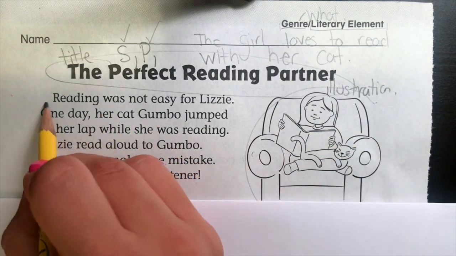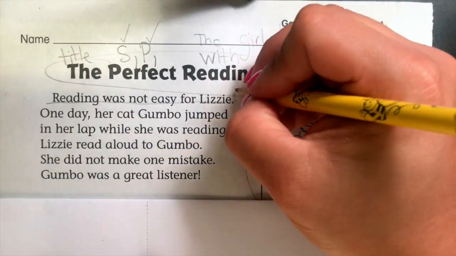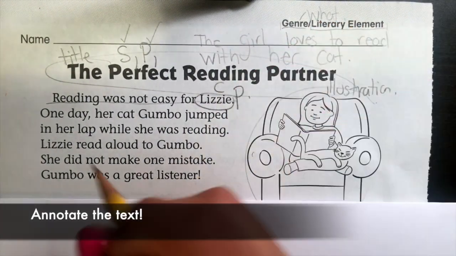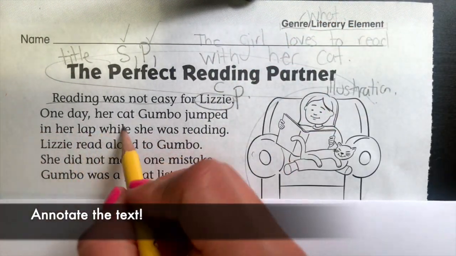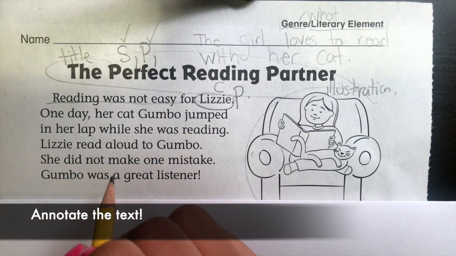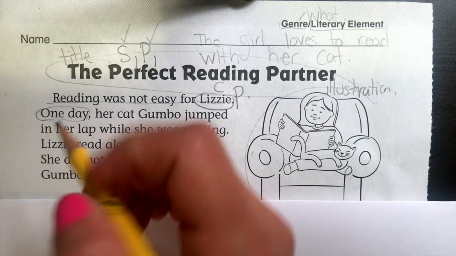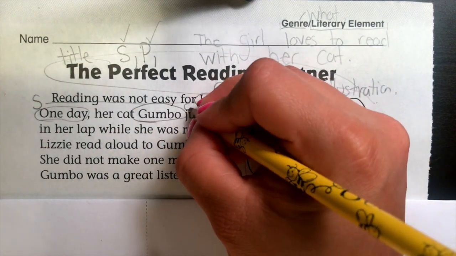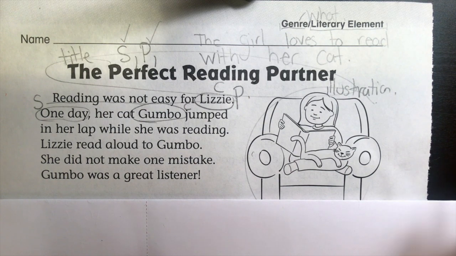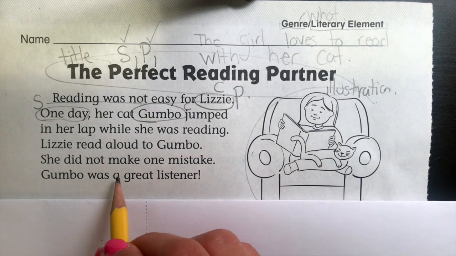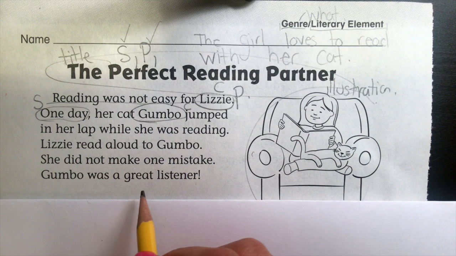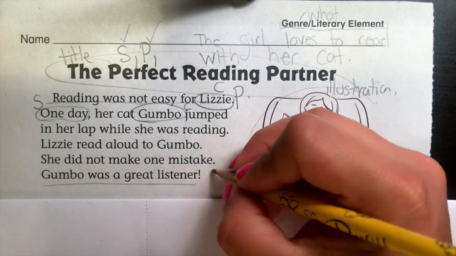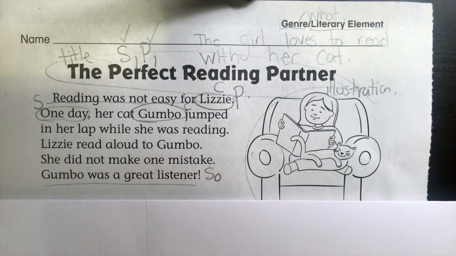So reading was not easy for Lizzie. That is our problem. And Lizzie is our character. One day, that's a setting, her cat Gumbo jumped in her lap while she was reading. Gumbo is a character. Lizzie read aloud to Gumbo. She did not make one mistake. Gumbo was a great listener. So Gumbo helped her read correctly.